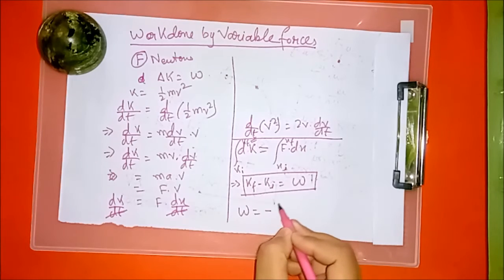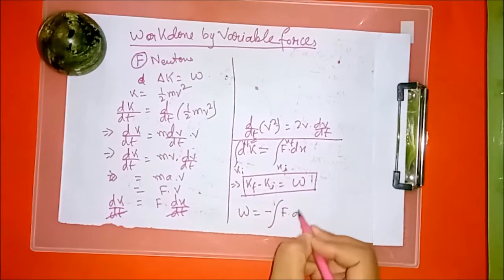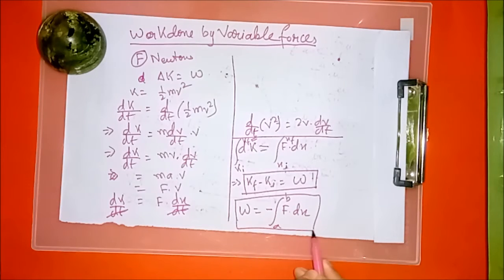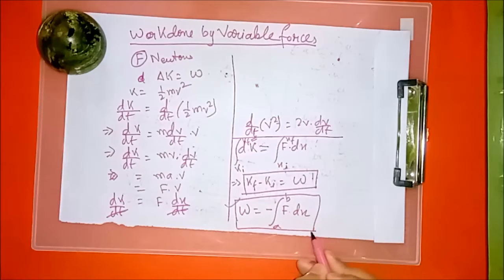Work done is equal to the integral of F dot dx. This is the most important and fundamental concept, which can be applied anywhere in any numerical for variable forces, the work energy theorem. There is another method of finding total work done by a variable force. It is a graphical method.